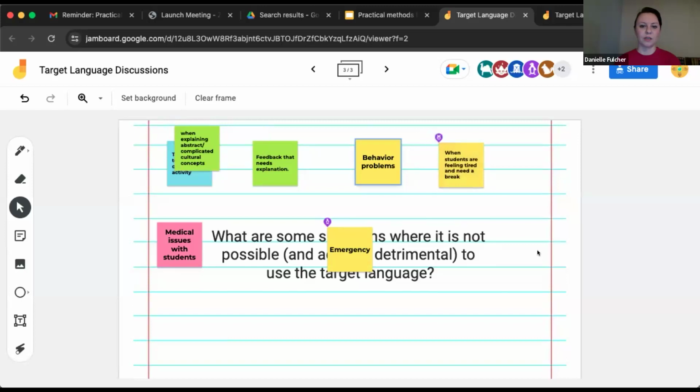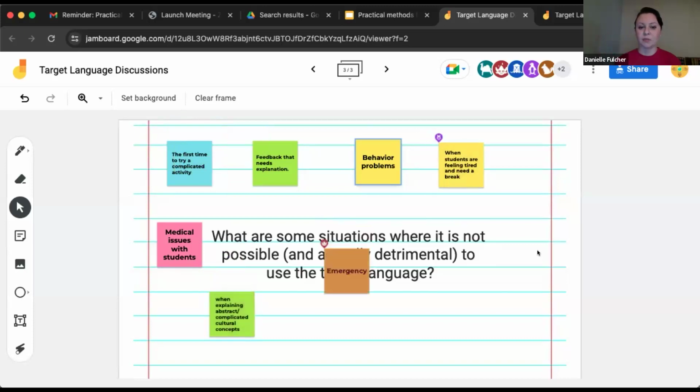When the students are feeling tired and they need a break, yes. And sometimes when the teacher needs a little bit of a break too. Explaining abstract and complicated cultural concepts, yes. Even though for us in Nebraska, one of our standards is culture, some of the times there are certain things that just don't translate, and it is more useful to use L1 with students when explaining these things. Very good.